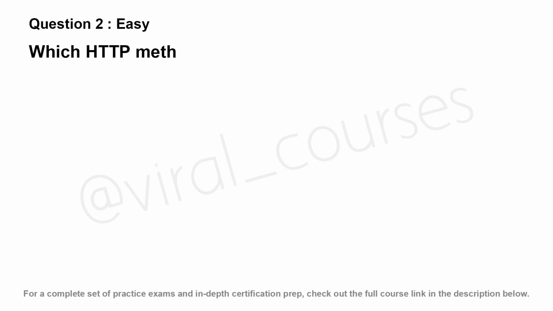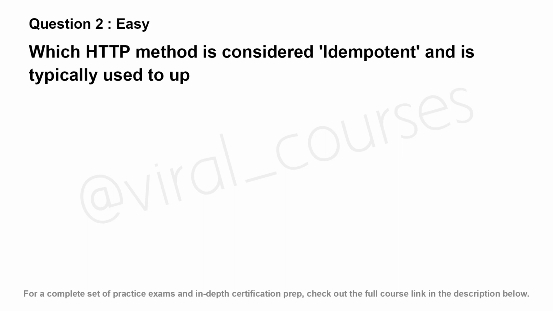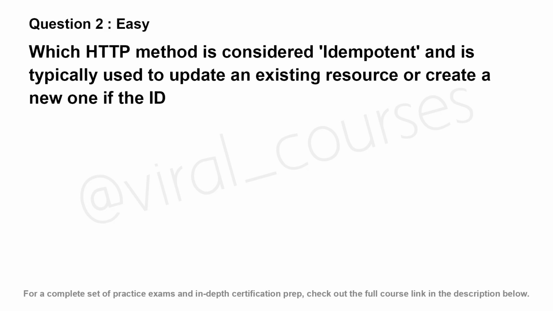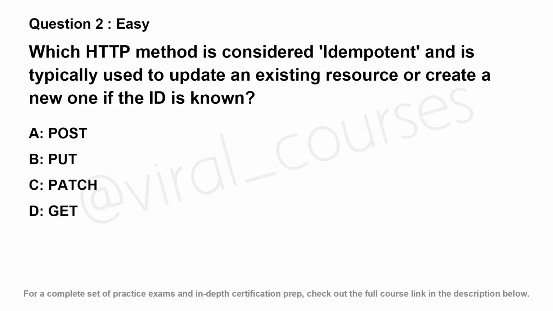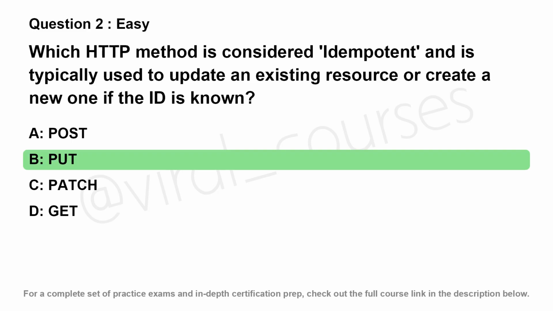Which HTTP method is considered idempotent and is typically used to update an existing resource or create a new one if the ID is known? Option A, post. Option B, put. Option C, patch. Option D, get. The correct answer is B.